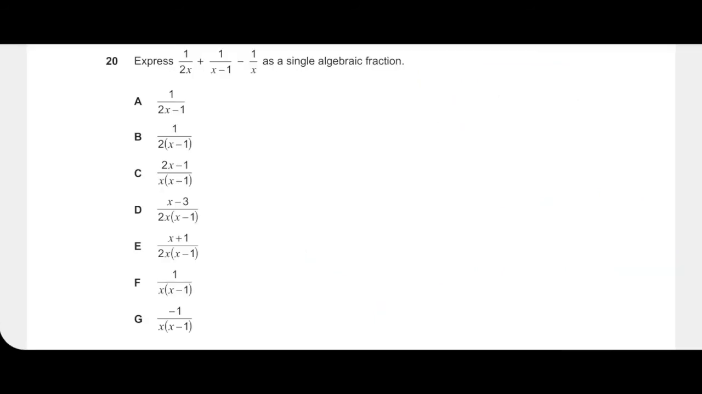Question number 20. Express 1 over 2x plus 1 over x minus 1 minus 1 over x as a single algebraic fraction. So, step number 1 would be to work out the lowest common denominator for each of these fractions and make sure each fraction has that as their denominator. Step number 2 will be to merge everything together as one fraction, because since the denominator is the same, we could add everything in the numerator together. And step number 3 will be to simplify.